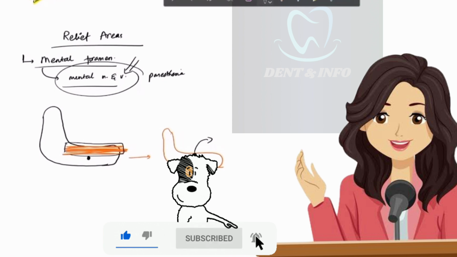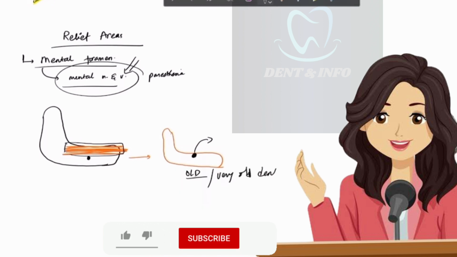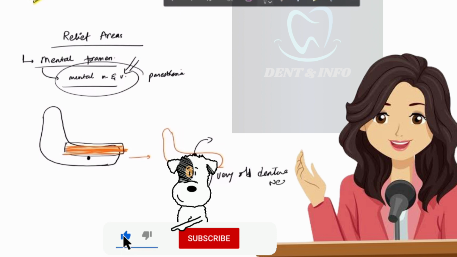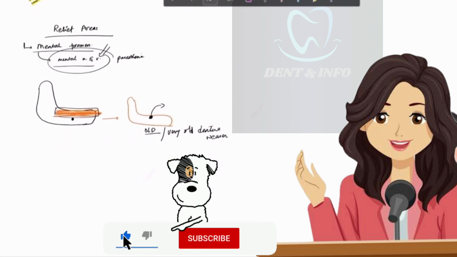This is where you are supposed to give it adequate relief, because now there is a very good chance of paresthesia here, and pressure will cause paresthesia and an altered sensation. So this usually occurs in old individuals, those in their 70s, 80s, or someone who is a very old denture wearer, wearing it for years, and you see the mental foramen right at the crest of the ridge. So the foramen does not travel. The crest is going down because of resorption.